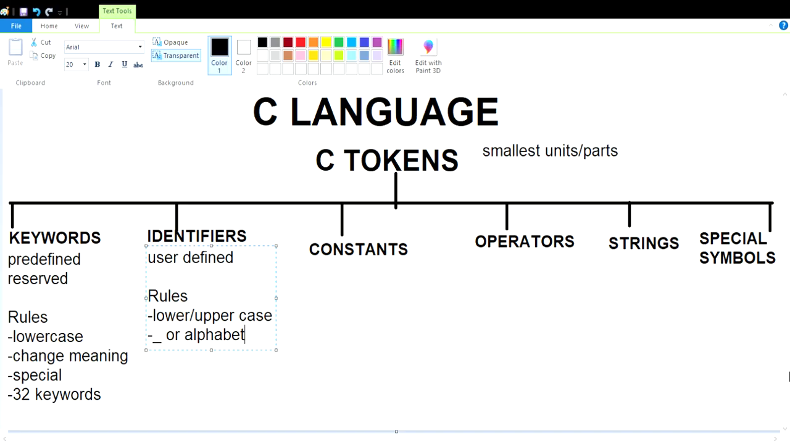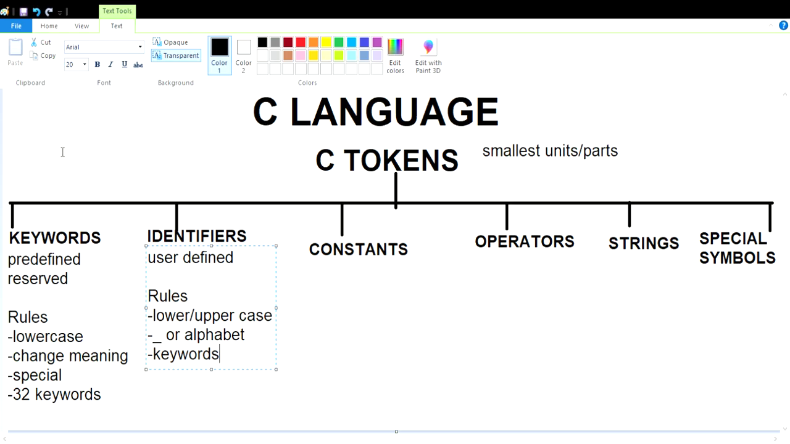Every identifier should start with an underscore or an alphabet. While we are writing identifiers, it should compulsorily start with an underscore or an alphabet. So the third rule is that we should not use keywords as identifiers.